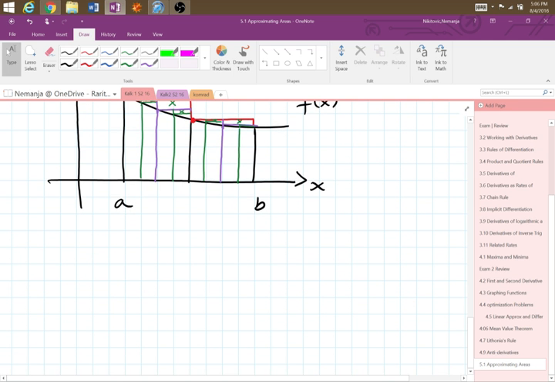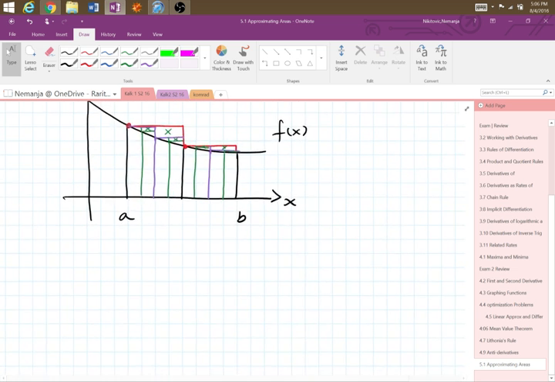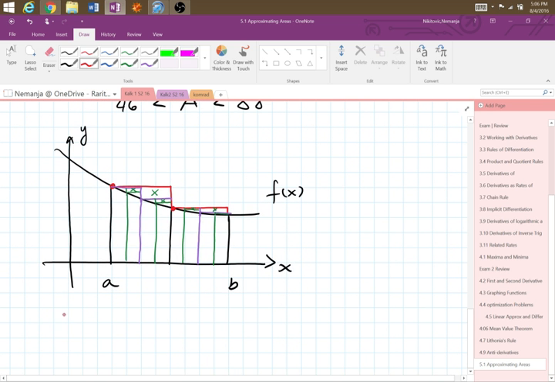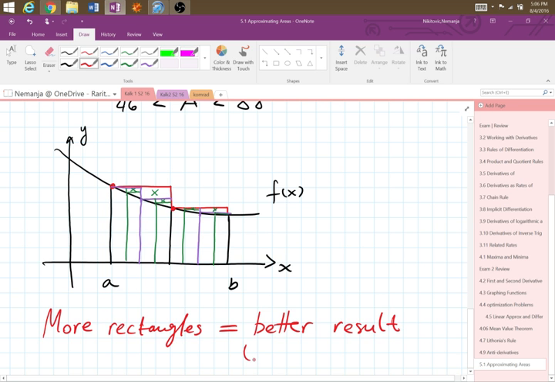Right. So I'm going to write here in red the statement: more rectangles equals better result. What I mean is more accurate, better approximation. Use whatever words you want.